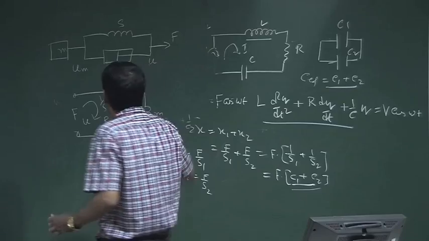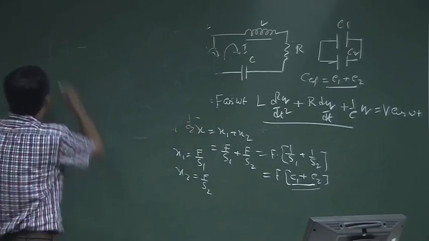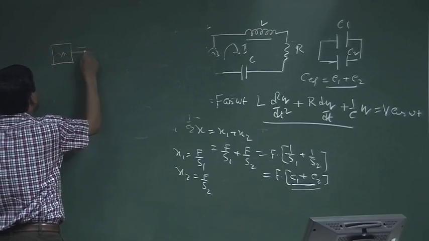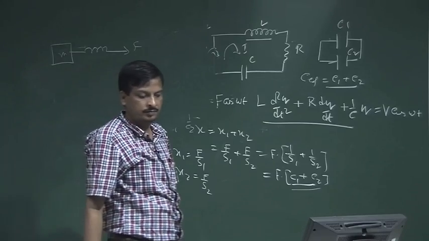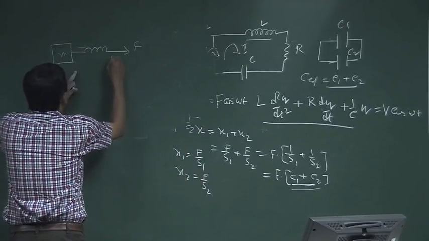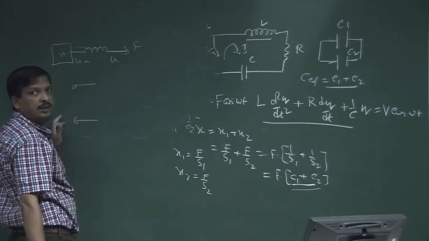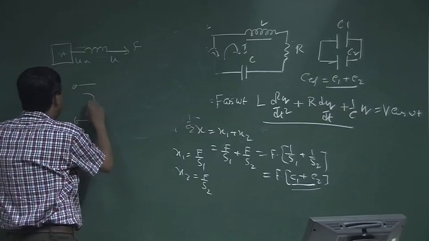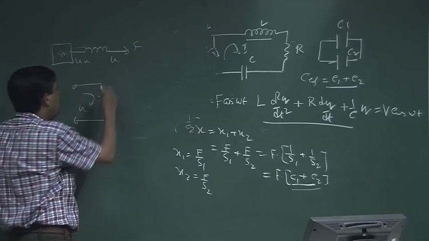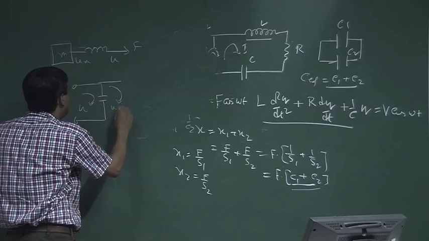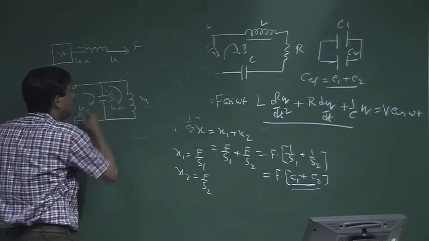Similarly, suppose I have a mechanical circuit like this: a mass and a spring, and the force is applied here. Similarly, I will say this is u and this is um. So, this is the force between the two points. Who sees the u current? The spring sees the u current, and the spring is nothing but a capacitance, and um is seen by the mass. So, this is M and this is 1 by S.